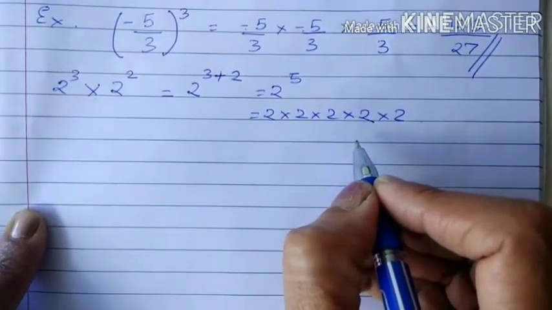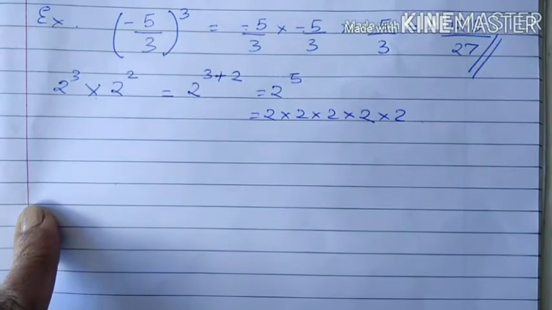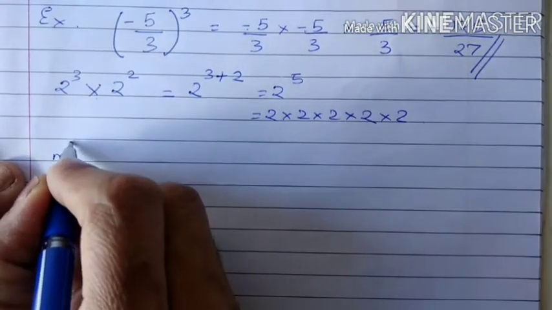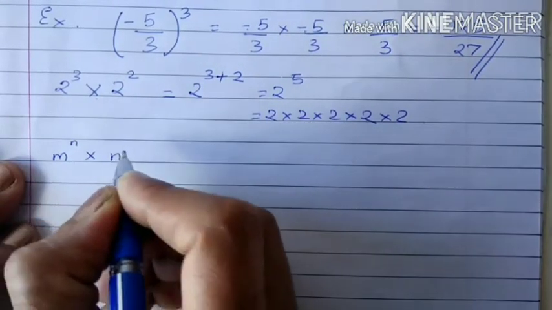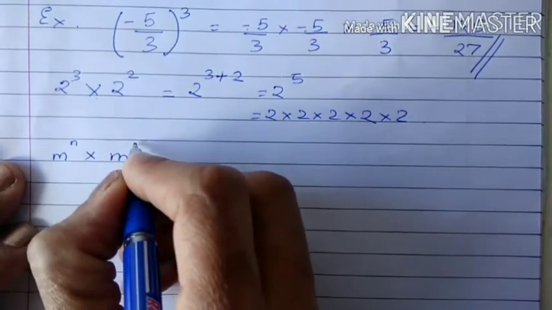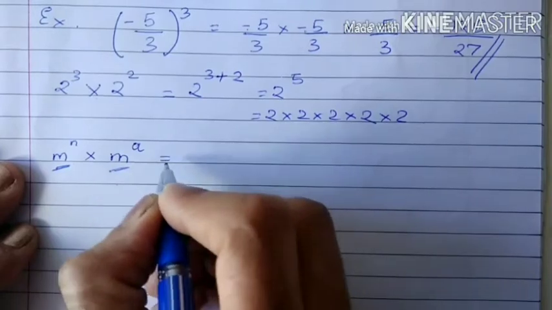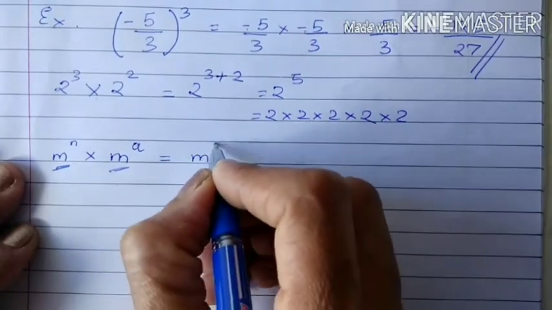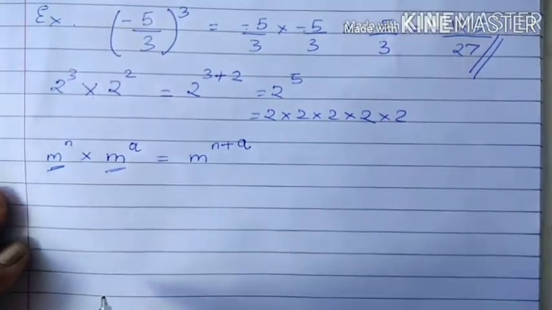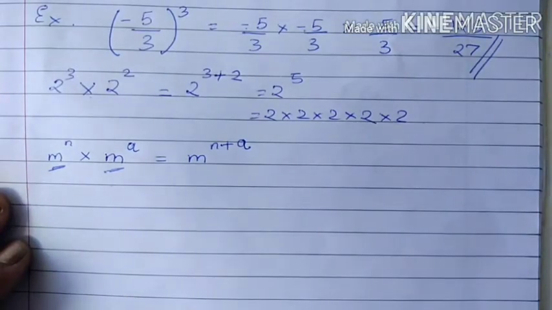So 2 raised to 5 is nothing but multiply 2 5 times. So if we have to consider the general form, let's take some number m raised to n into, that is multiplication, m raised to a. Now since the base m is the same, it will be m raised to n plus a. Always remember that the base has to be the same.